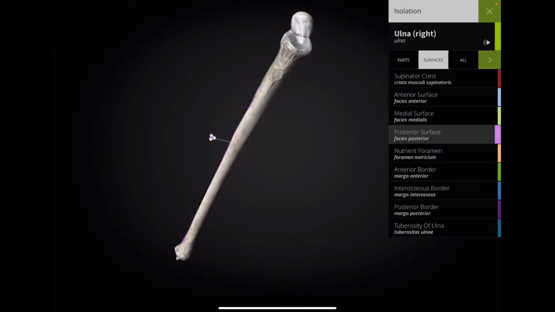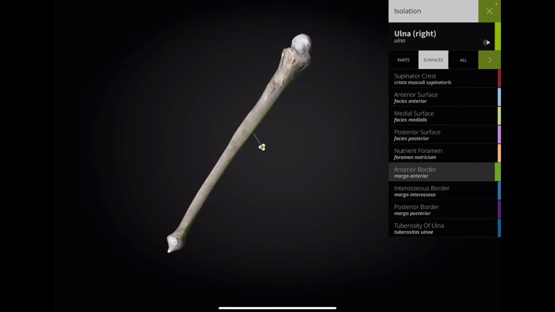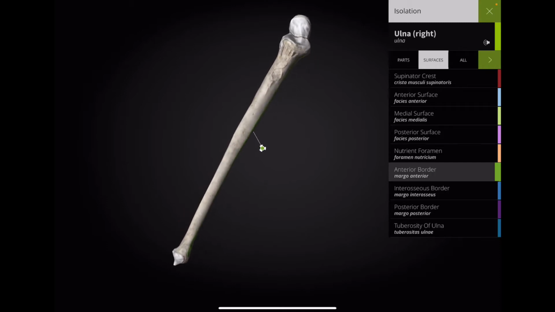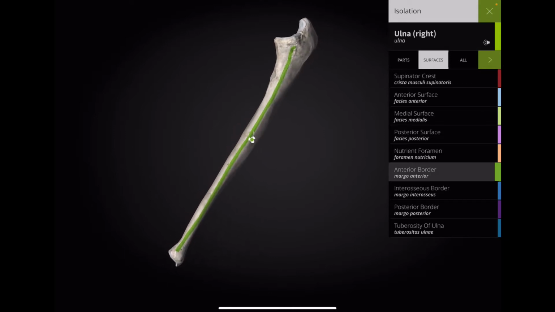In terms of borders, we have the anterior border. You can appreciate here that the anterior surface was this one, but the anterior border is found a little bit on the medial aspect. It will still be called the anterior border.